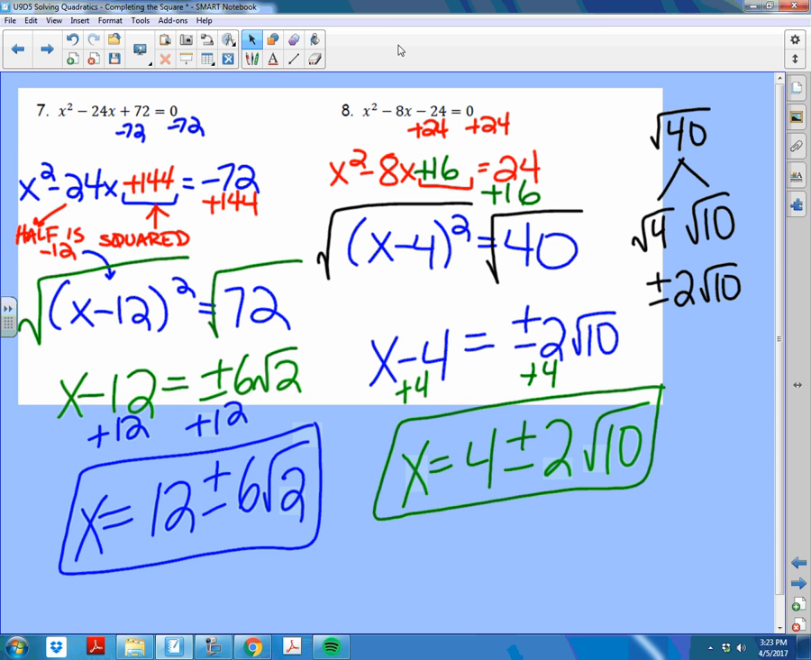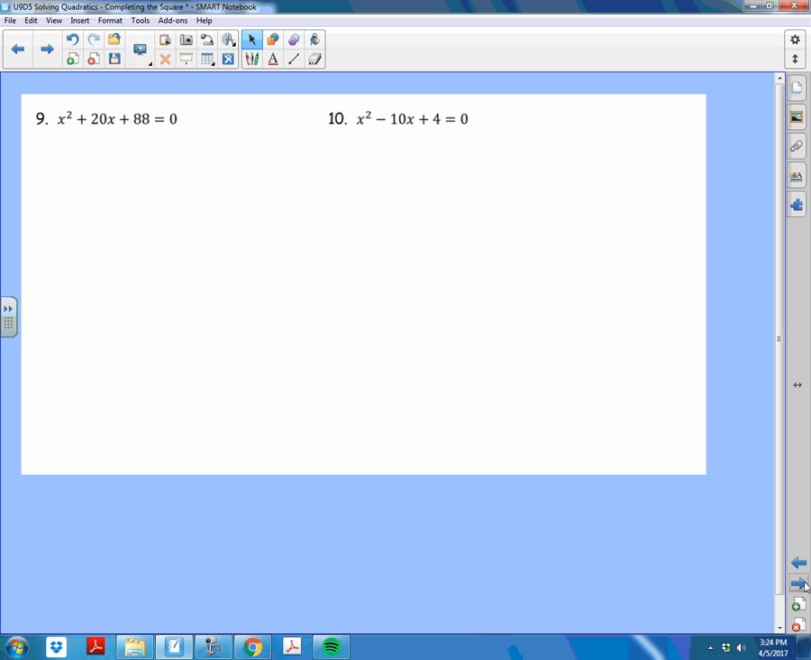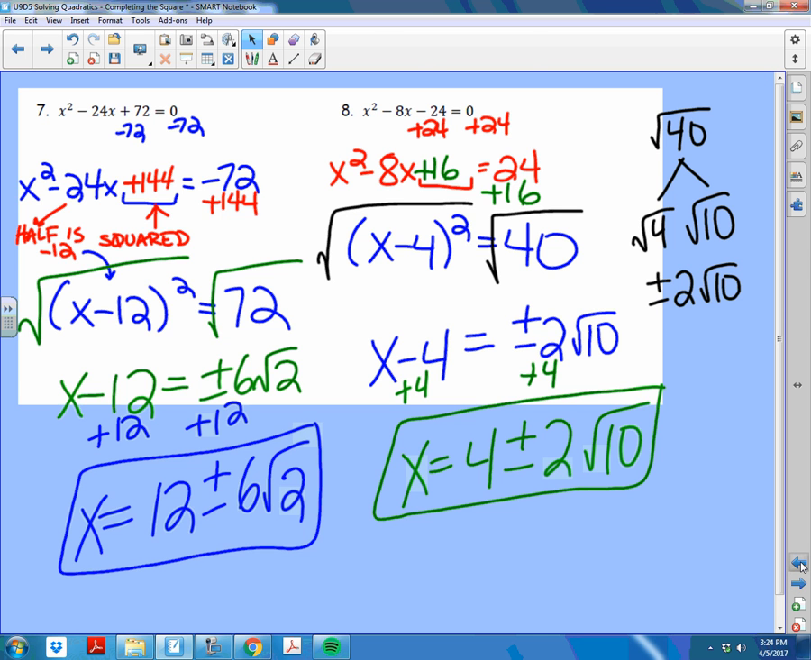Let's do one more, but I'm going to throw you a curveball. I want you to do number 10. And I want you to get me this answer, and then I want you to get me the 2 decimals rounded to the 100th that it's equal to. That's just punch into the calculator.